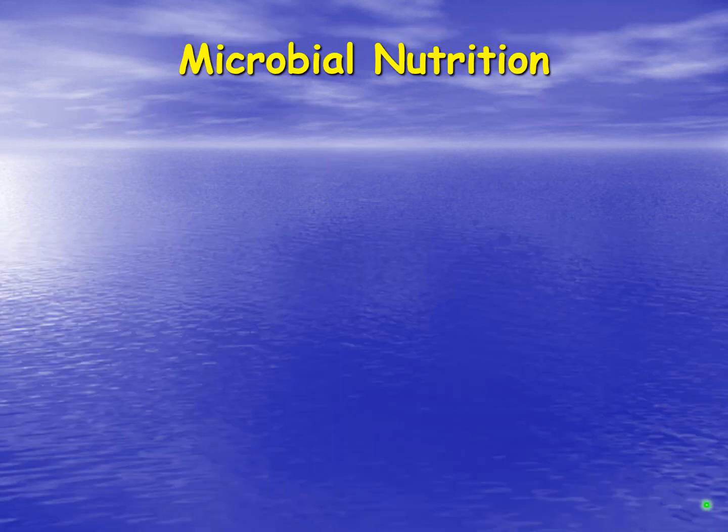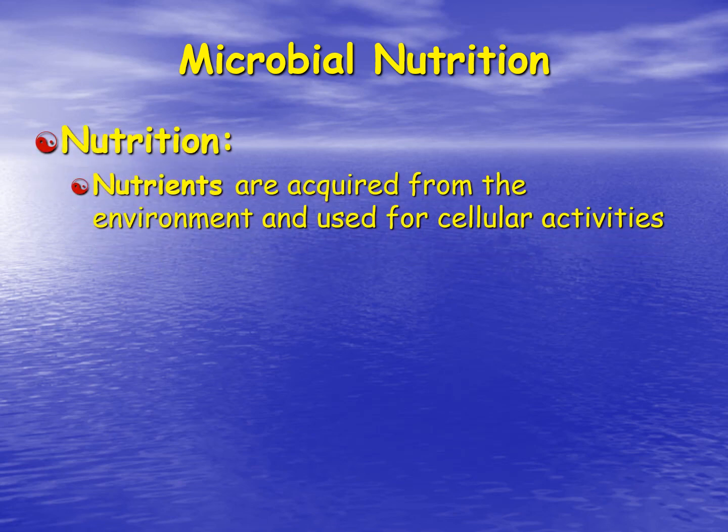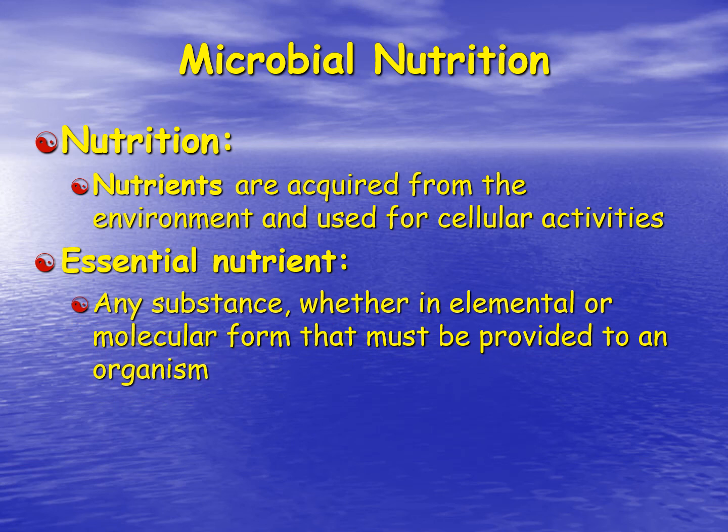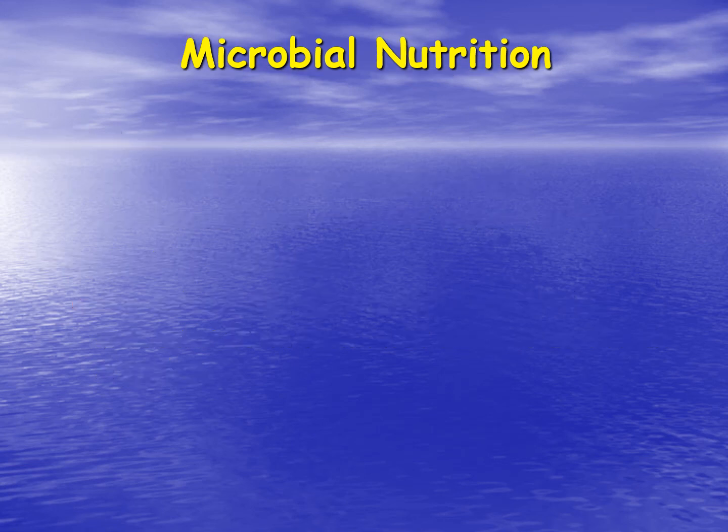In this chapter, we're going to talk about nutrition for the microbes. And so the first question that we really need to ask is, what is nutrition? Well, nutrients are acquired from the environment and are used for cellular activities. And this is true of all nutrition for all species. An essential nutrient is any substance, whether in elemental or molecular form, that must be provided by the environment to the organism. In other words, the organism cannot make it on its own.